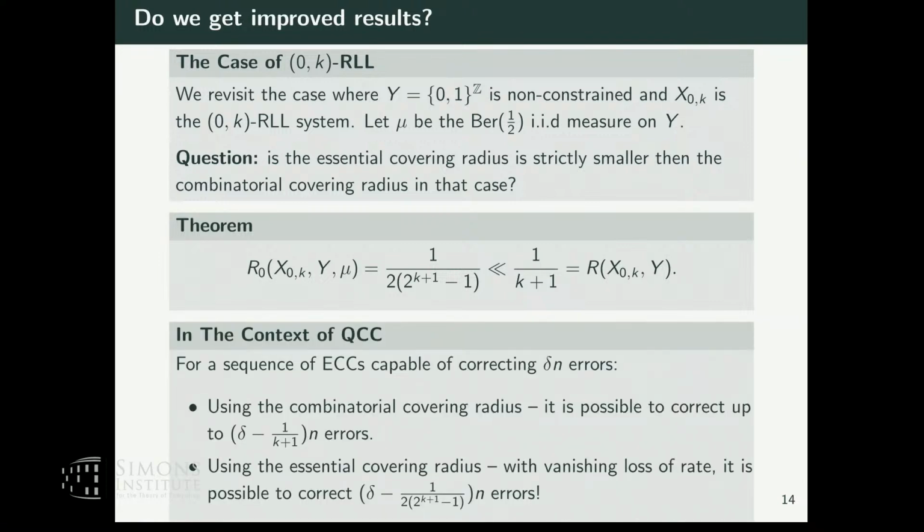So in terms of the QCC system, what it tells us is that if we use a combinatorial covering radius, we need the channel to introduce no more than this fraction of errors, approximately delta minus 1 over k. Whereas if we take the essential covering approach, then we can get away with many more errors, a larger fraction of errors introduced by the channel.